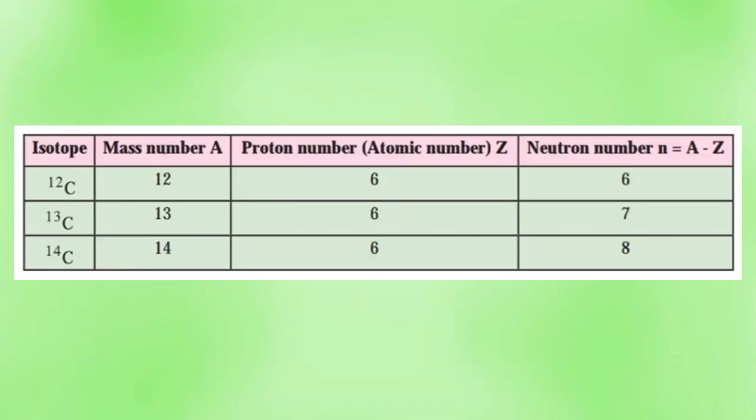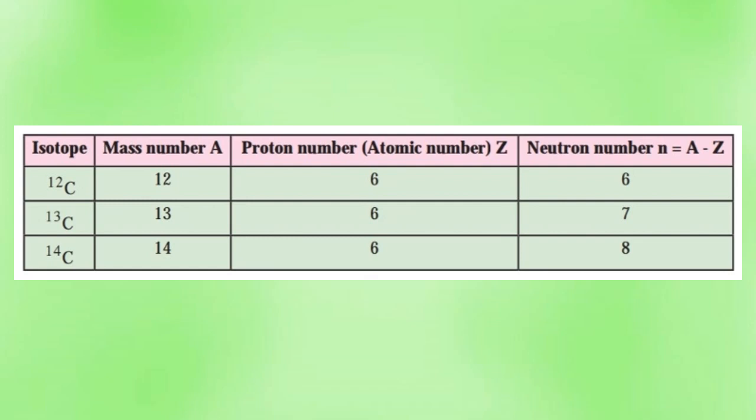See, we have this table on page number 36 in our textbook, students. You all can see isotope C12, the mass number A, that is 12. Proton number we have 6. Number of protons will be constant, that is 6. And neutron number we just have to subtract from A, that is the mass number. So we'll get neutron number is again 6.